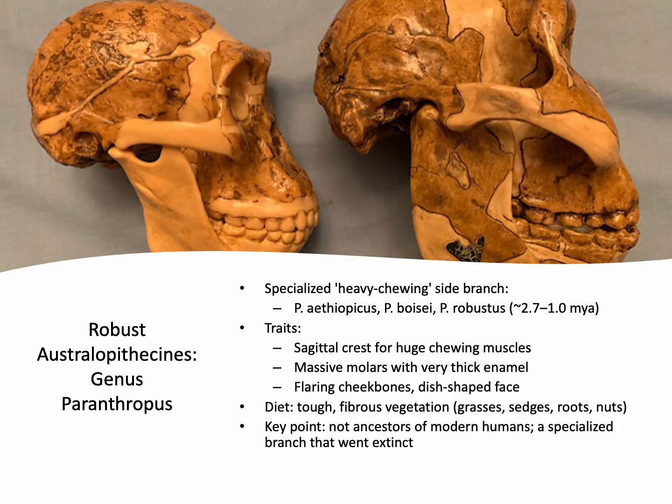They represent a side branch of our family bush that ultimately, sadly, goes extinct. They are not our direct ancestors, but they're really important for showing how evolution in the hominin line did not move in a single direction toward more human-like. Instead, it produced multiple experiments in body design and diet, some of which, like Paranthropus, are quite different from the path that eventually leads to us.